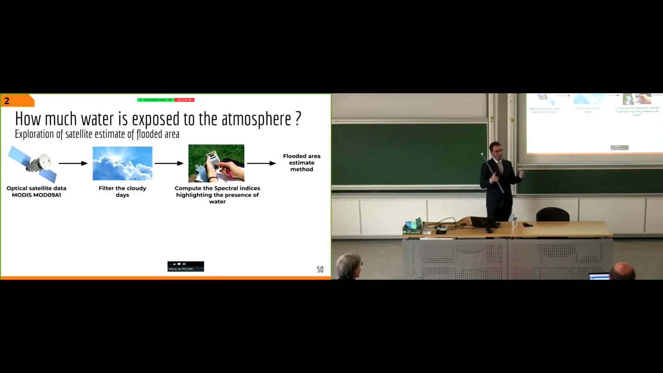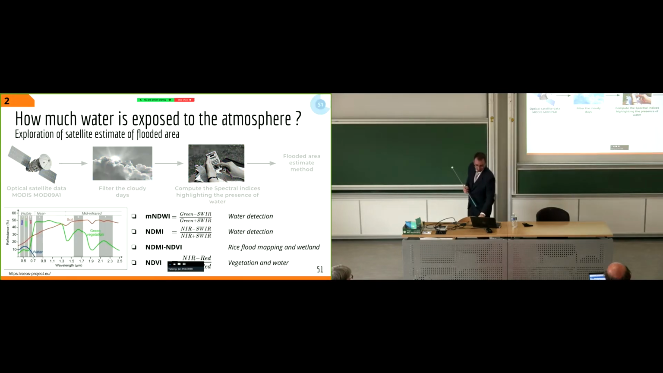To evaluate the uncertainty of the satellite estimate, and also to use it for the rest of the study, I developed 5 different methods to estimate the flooded area based on the same satellite data. First I use optical satellite data from MODIS, I filter the flooded days, and then compute some spectral indices which highlight the presence of water.